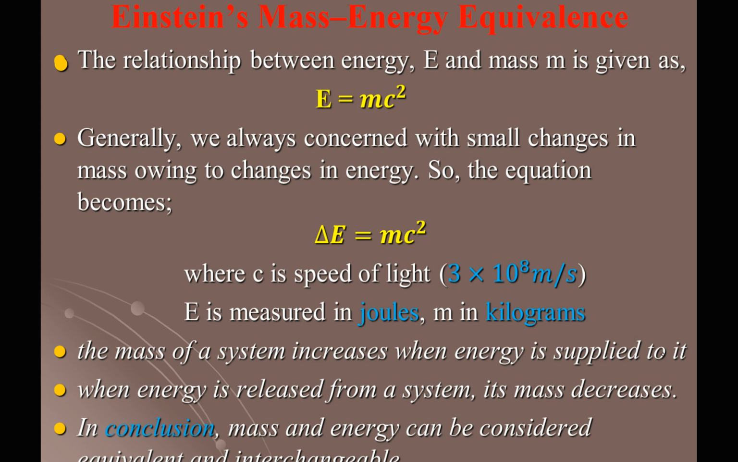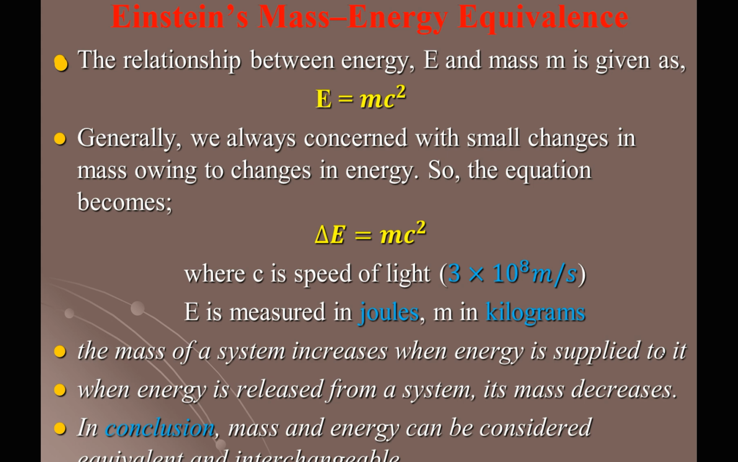Of course, generally at nuclear level, since we're in nuclear physics, we are always dealing with very small quantities. Therefore, we normally write delta E, and sometimes delta M, for delta E to mean change in energy or small energy, and delta M to mean mass defect or difference in mass.